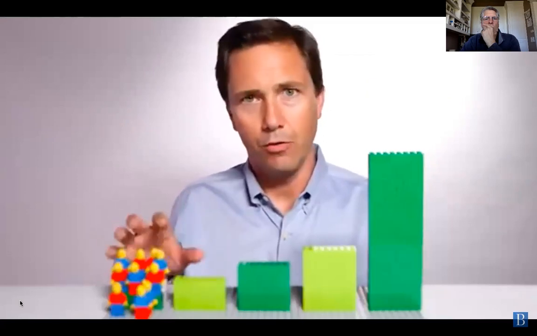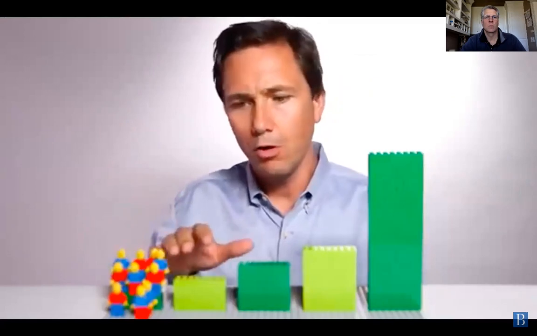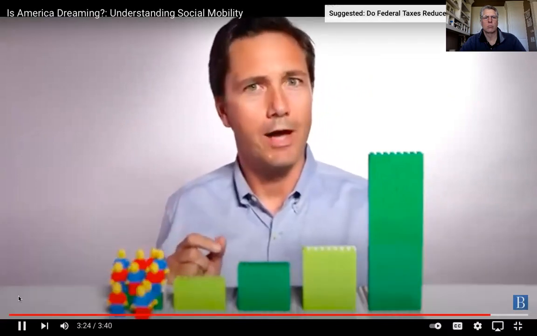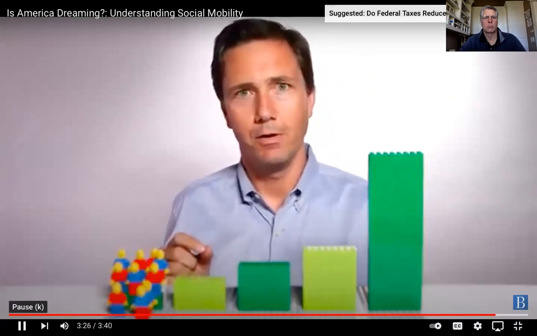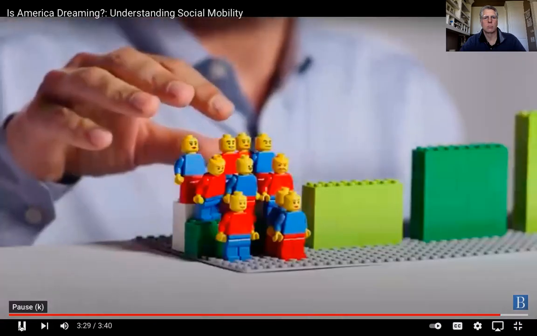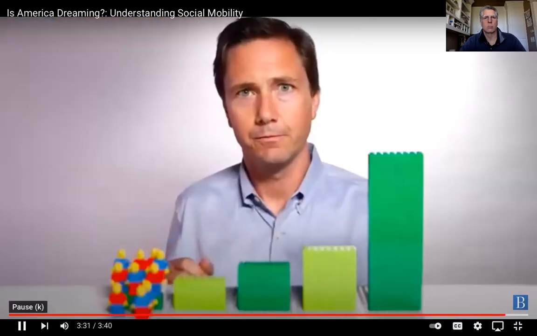We can have a long argument about the gap between the rich and the poor, but I think we can all agree that we don't want to live in a society where where you're born determines so strongly your chances in life of where you end up. America has a dream of equal opportunity, and we're a very long way right now from that dream. We have a big problem, and we need big solutions.